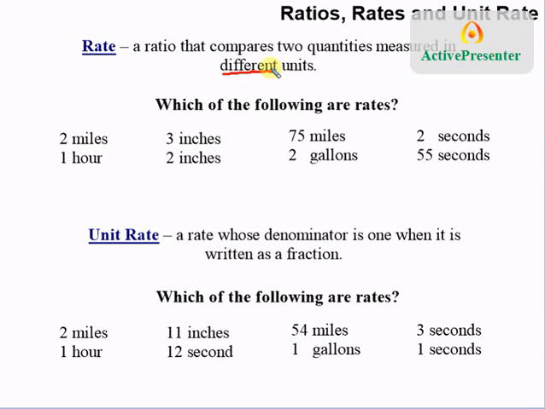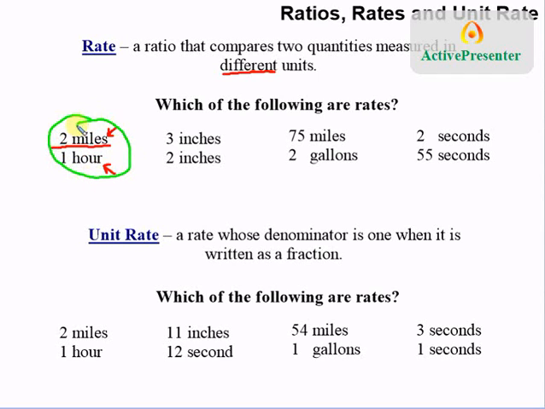So they're not the same units. They're different units. With that in mind, take a look at this. Which of the following are rates? So our question is, which of these use different units? Now the first one here, we have 2 miles and 1 hour. So 2 miles over 1 hour. Is that a rate? Well, we have 1 unit on top, the miles, and then we have 1 unit on the bottom, hour. And those are 2 different units, so indeed we do have a rate. So this is a rate.